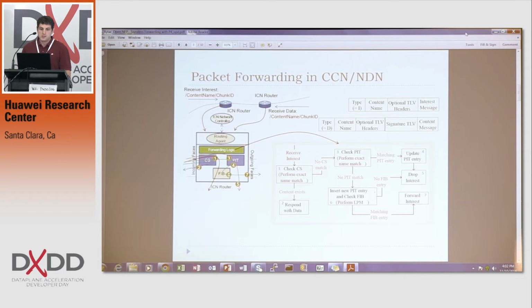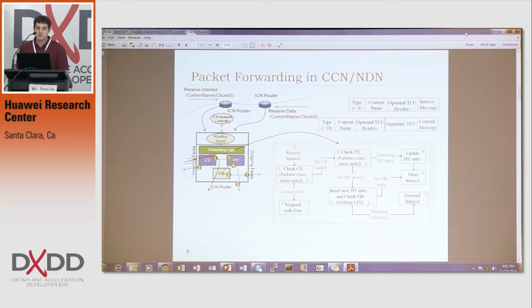Here we show how packet forwarding works in CCN/NDN. On the left, we show the router architecture. We have three components: content store, pending interest table, and the forwarding information base. The packet structure is based on TLV, so we mainly have two different types of packets, interest and data. We can have more primitives on that. It carries a TLV-based content name and optional TLV headers. We also show how the forwarding works from the perspective of the interest packet.